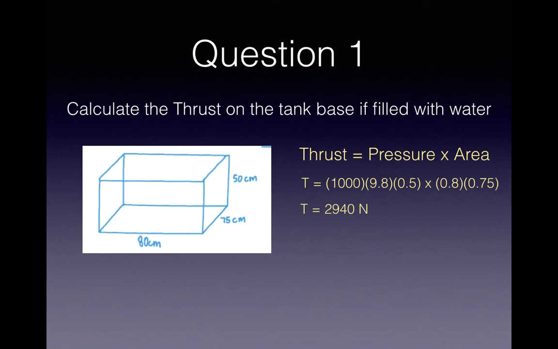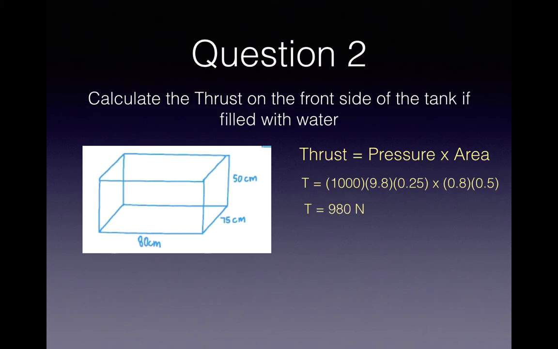Then that pressure is acting on an area which is the base, so we need to get the area of the base, and that's 0.8 by 0.75, and that gives you a thrust there as that value. Now I'm going to do the other two possible thrusts as well. The thrust on the front face, which is also the thrust on the back face, and the thrust on either sides. So the next one, calculate the thrust on the front side of the tank, which would also be the thrust on the rear side of the tank.